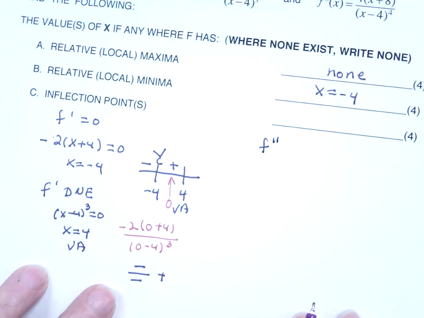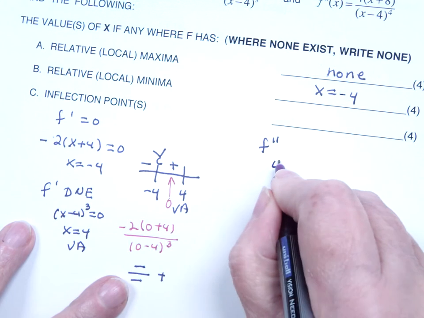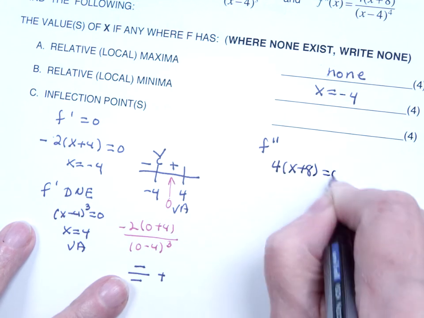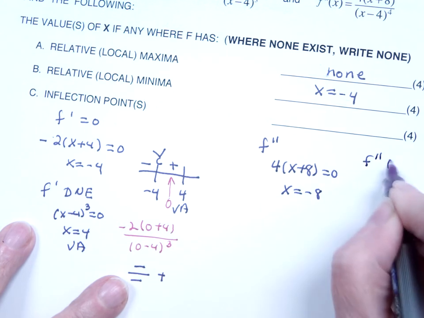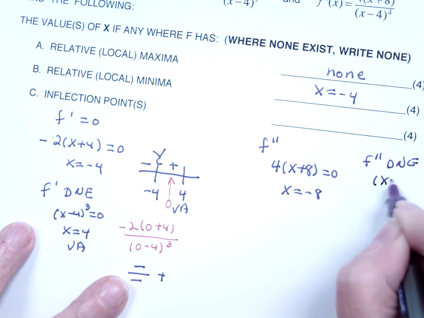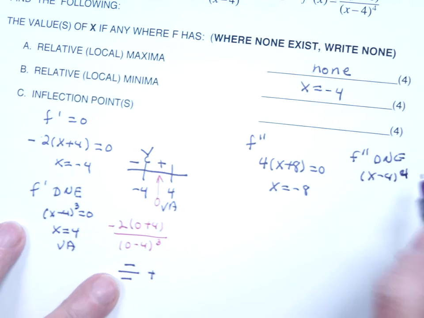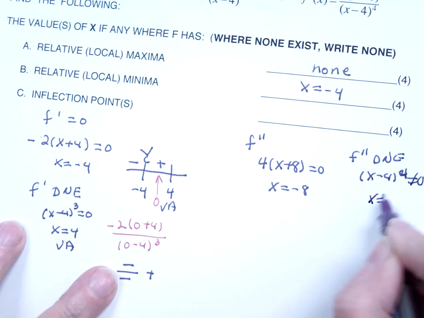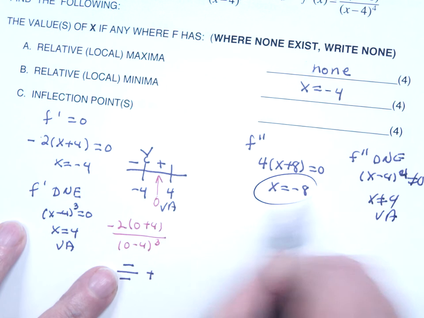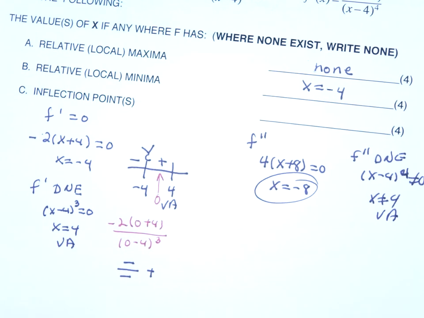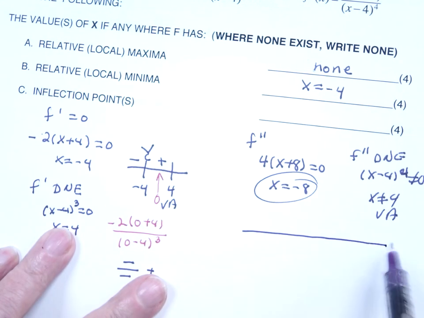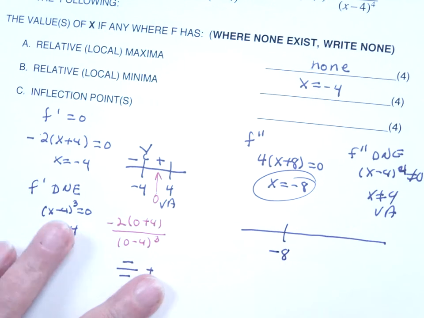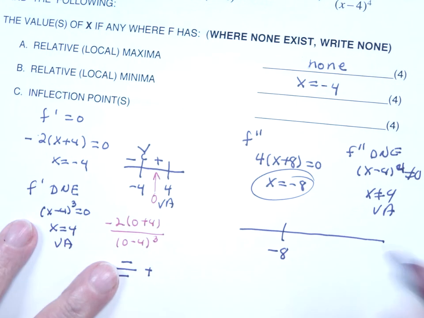F double prime, we now want to find any inflection points. That's where 4 times (x + 8) equals 0. Well, x is -8. And where f double prime does not exist, it's where (x - 4) to the 4th can't be 0. X can't be 4. That's a VA. I only have one thing. What does it have to be? It has to be an inflection, right? Because the other one's a VA.